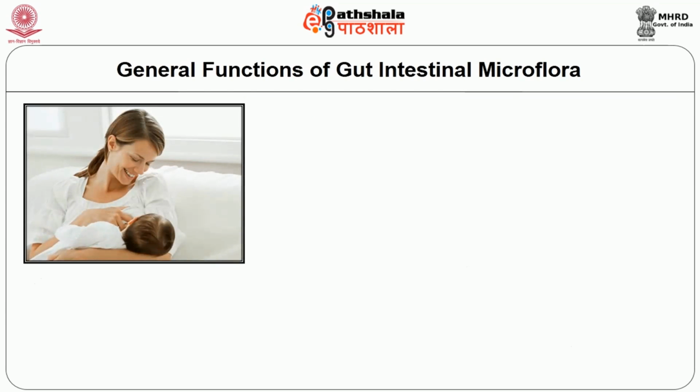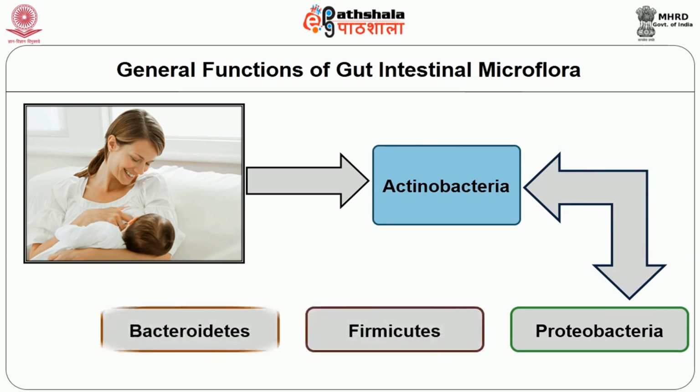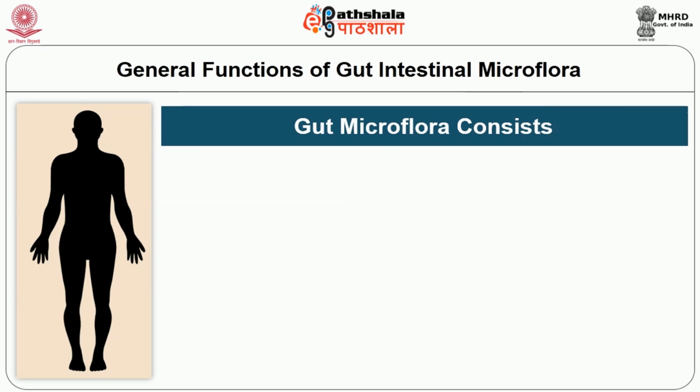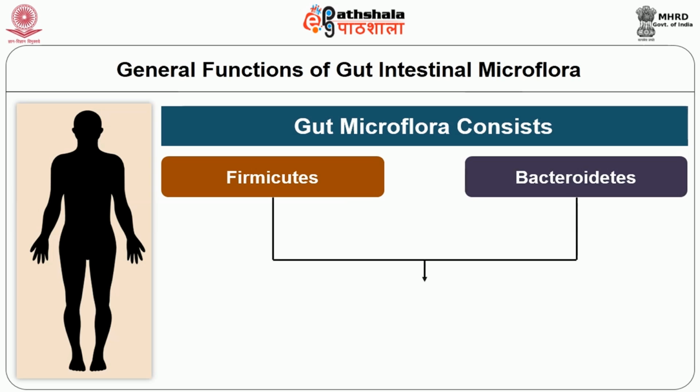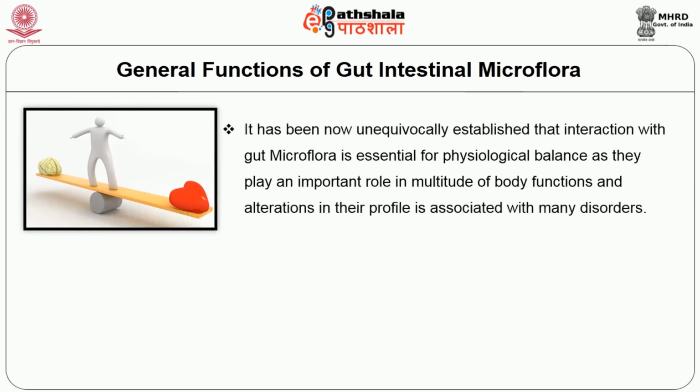In infants up to 3 years, the gut microbiota is mostly represented by actinobacteria, followed by proteobacteria, firmicutes and bacteroidetes. In adults, most of the gut microflora consists of firmicutes and bacteroidetes, followed by actinobacteria and proteobacteria. There is a difference between infancy and adults also. It has now been unequivocally established that interaction with gut microflora is essential for physiological balance, as they play an important role in a multitude of body functions, and alterations in their profile are associated with many disorders.